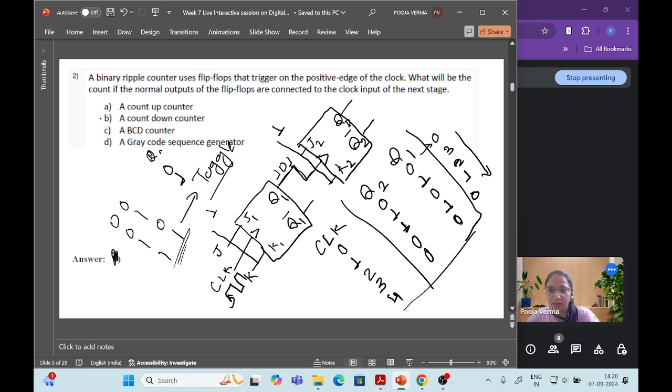So the answer is B, a count down counter. A binary ripple counter uses flip-flops that trigger on the positive edge of the clock. It will count down if the normal output of the flip-flop is connected to the clock input of the next one; then it will act as a down counter. I hope you have understood this question. So moving to the next question.